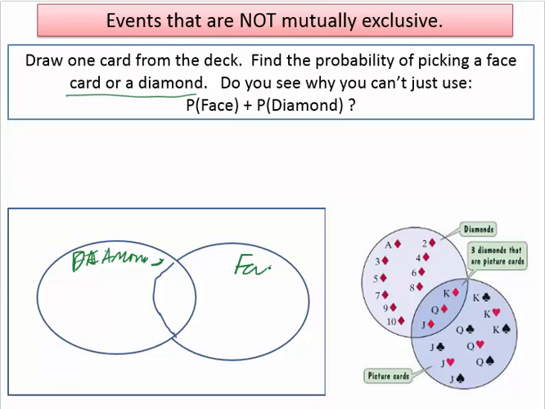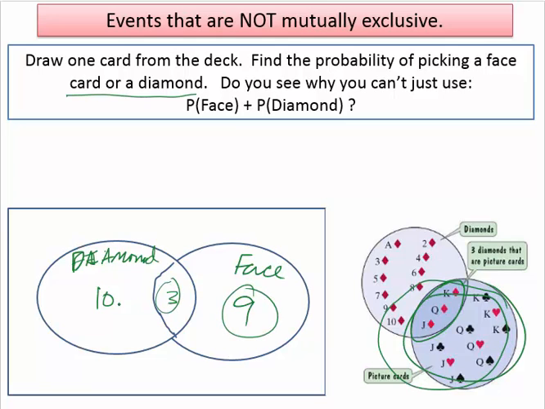Here's our face cards. Well, we know there's 13 diamonds in the deck, but I don't write down 13 here. I write 10 here and 3 here because 3 of those diamonds are face cards. And there's a total of 12 face cards in the deck, but I put a 9 here and that 3 goes there because look at this 9 added with this 3 gives us our 12 face cards. This 10 added with this 3 gives us our 13 diamonds, right?